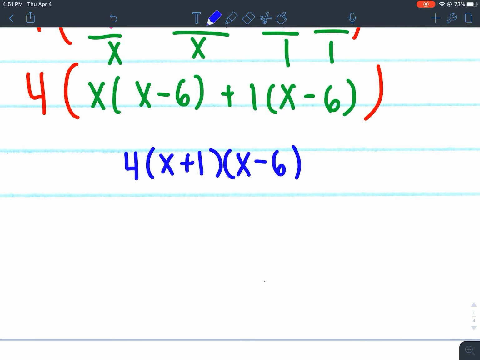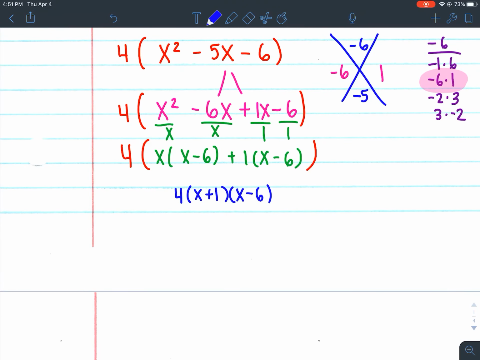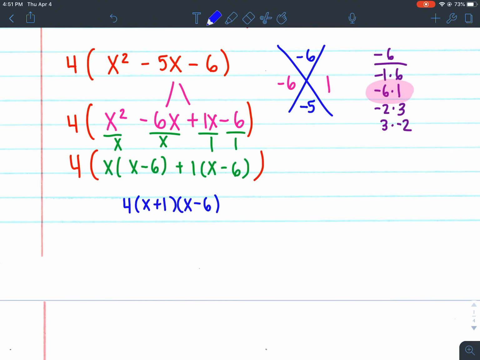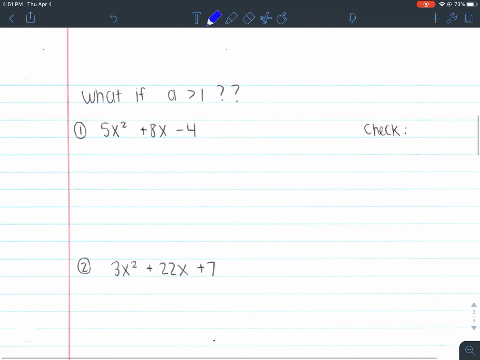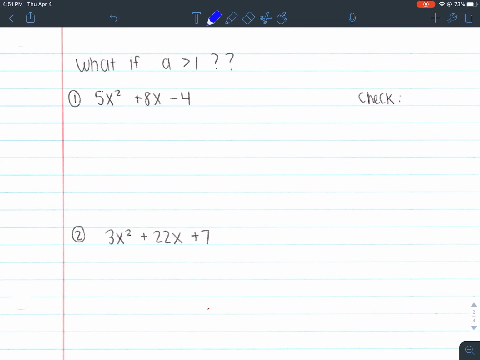And then I can't forget the 4, so I'm just going to slap that on the outside. You don't want to distribute the 4 in, because remember, factoring is the opposite of distribution. So distributing it in would just reverse all of the hard work we've just done. So do not distribute it back in. So this would be your final answer. You have your factors there. Okay? All right, so let's move on to when a is greater than 1.